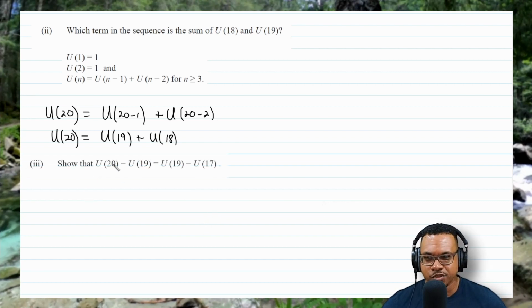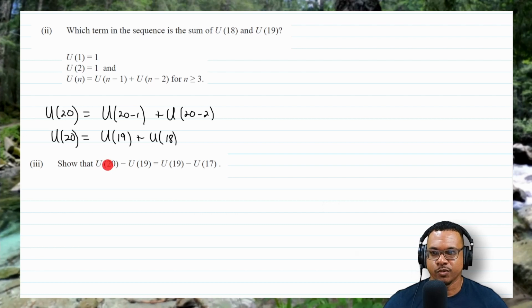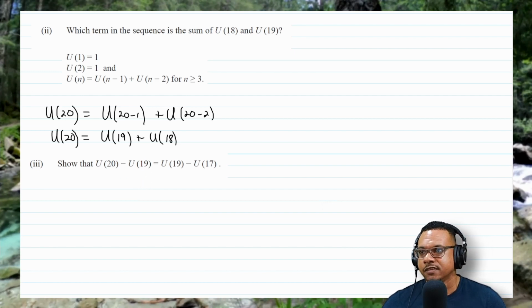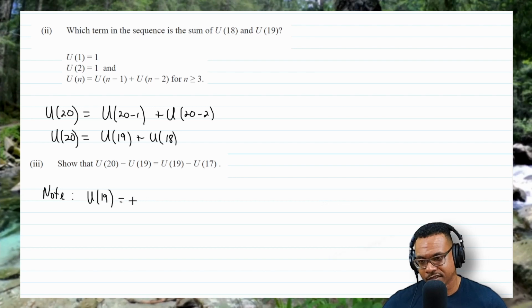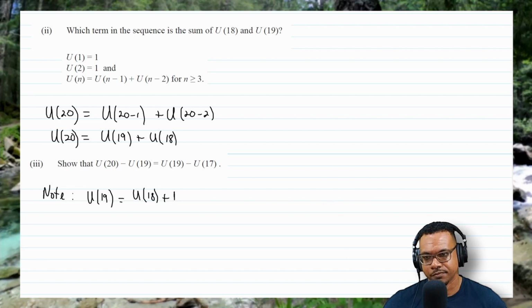Now here for part 3, I want to show that the 20th term take away the 19th term is equal to the 19th term take away the 17th term. Now we just obtained a formula for U20, which is U19 plus U18. And of course, U19 will just be U18 plus U17. So I'm just going to write that out, noting that the 19th term, just following the pattern, will be the 18th term plus the 17th term.